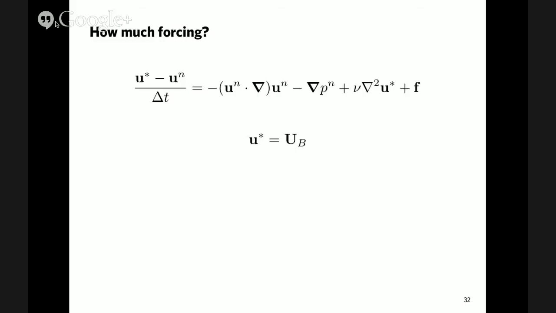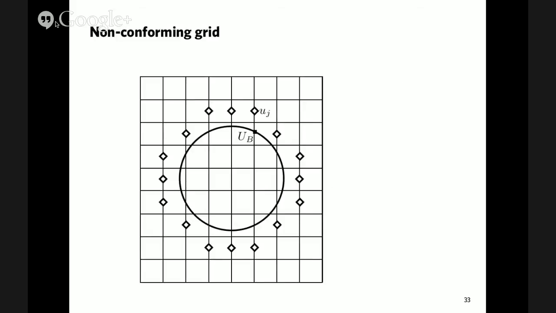And the next question, of course, is how much force do we add to prevent slip? A simple way to write this is you have U star, and this is the expression for U star, and you want U star to be U_B, the velocity of the body. So you back calculate the force, put that back in, and then you can calculate U star. Of course, that is simple if the body always coincided with the grid points, because all those equations are written at the grid points. And of course, in immersed boundary methods, that's not usually the case.